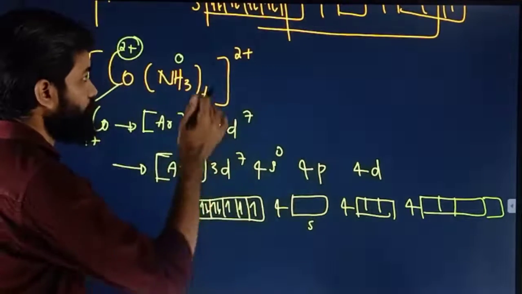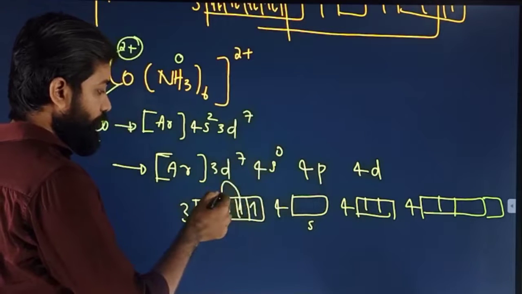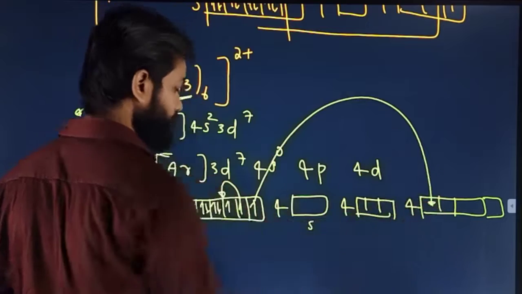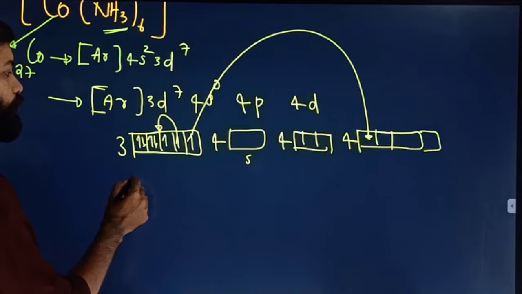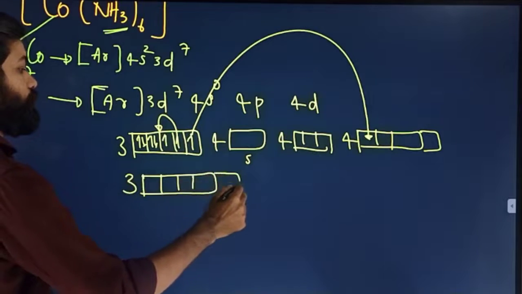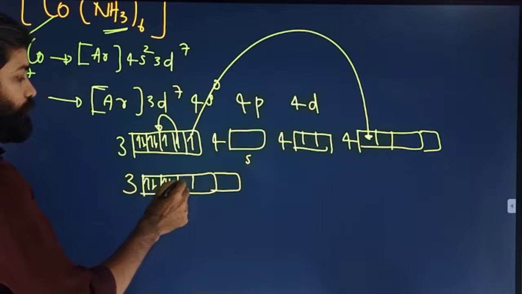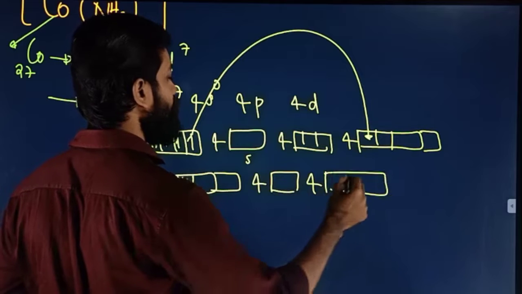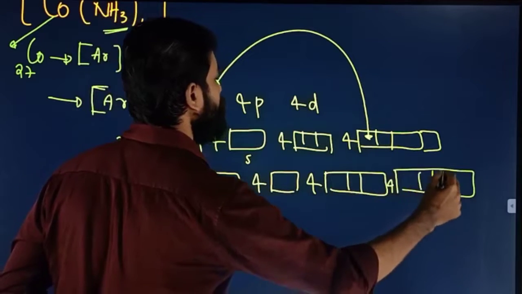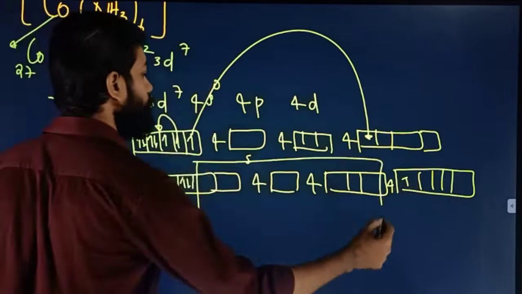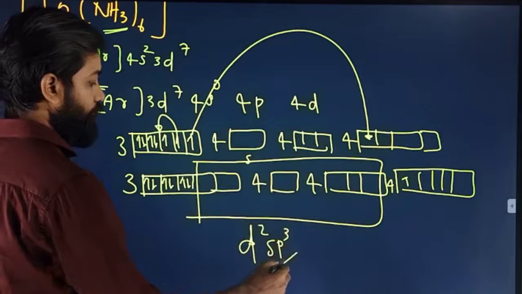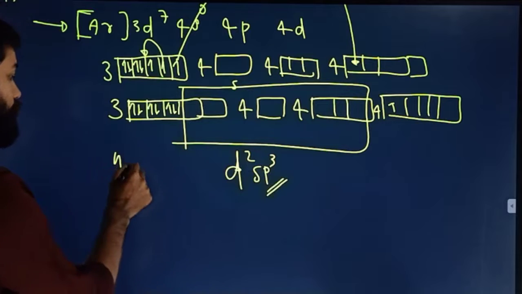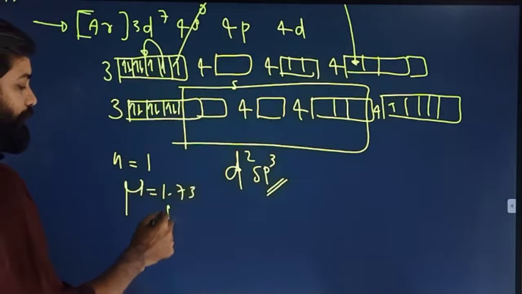Here also there is an excitation, just like your previous example. This is paired with this one in presence of ammonia, and this electron is excited to the d orbital. Okay, that's an exception. Ready? So here 2 d's are vacant for us and 3 p's are there, and in 4d there is an electron. So this becomes d2sp3, where n equals 1, magnetic moment is 1.73, and that's paramagnetic.